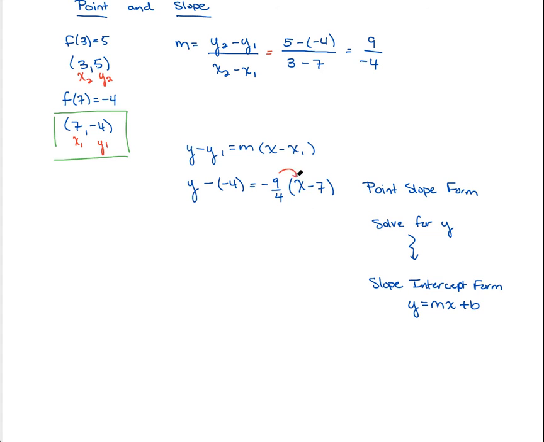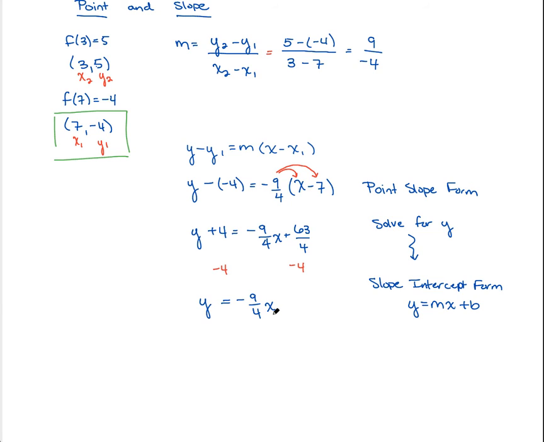To simplify, let's first start by distributing the slope to each term inside the parentheses. I'm going to simplify this too: a negative and a negative gives me a positive. So I've got y plus 4 is equal to negative 9/4 x, and then a negative and a negative is a positive, and 9/4 times 7 gives us 63/4. Our last step is to subtract 4 from both sides. On the left here, I've got y equals negative 9/4 x.